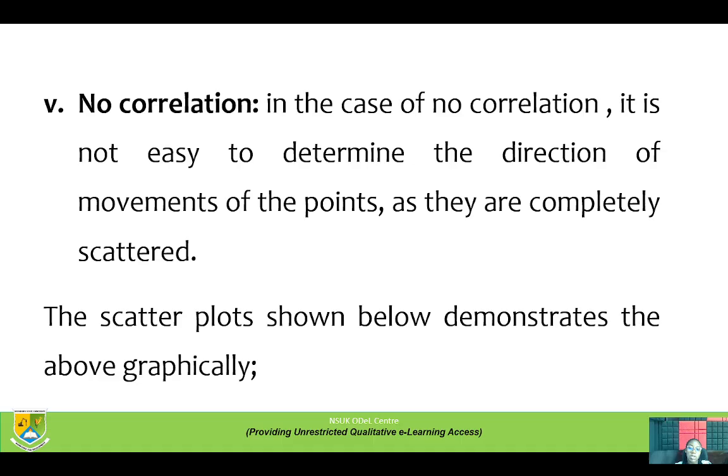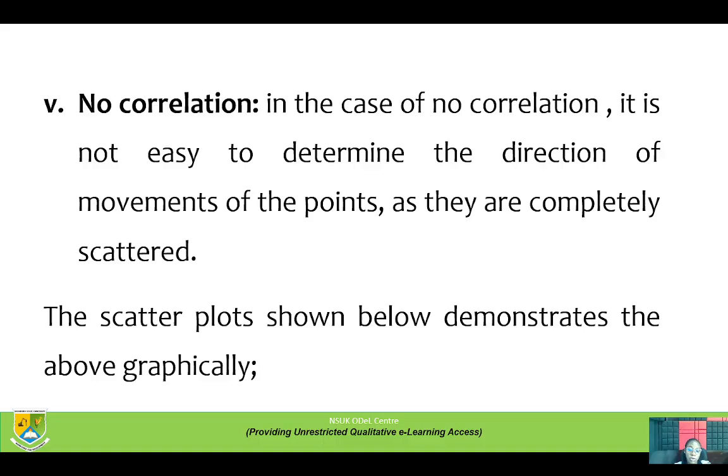No correlation. In this case, it is not easy to determine the direction of movement of the points, whether upwards or downwards, as they are completely scattered when plotted on a graph. The points are completely scattered. There is no particular pattern in which these points follow.